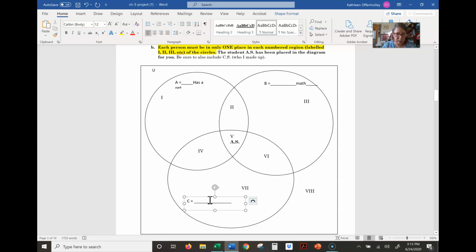And where does RA go? RA does not go in 2 places. Every person only goes in 1 place on this Venn diagram. So if RA likes math and romantic comedies, RA is going to go in region 6. Now, this V1, that's not a person, that's the region. That's this little area right here, this shape here. And that's where RA is going to go because they like math and they like romantic comedies. So you're going to put RA into region 6.